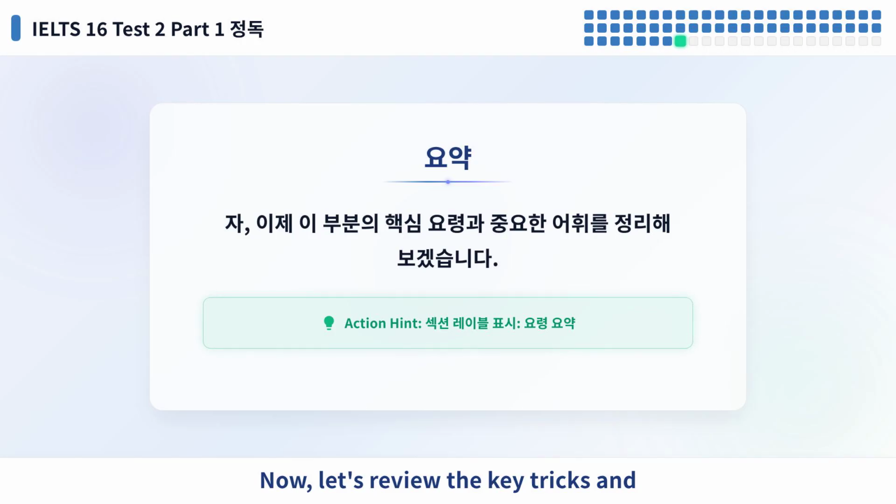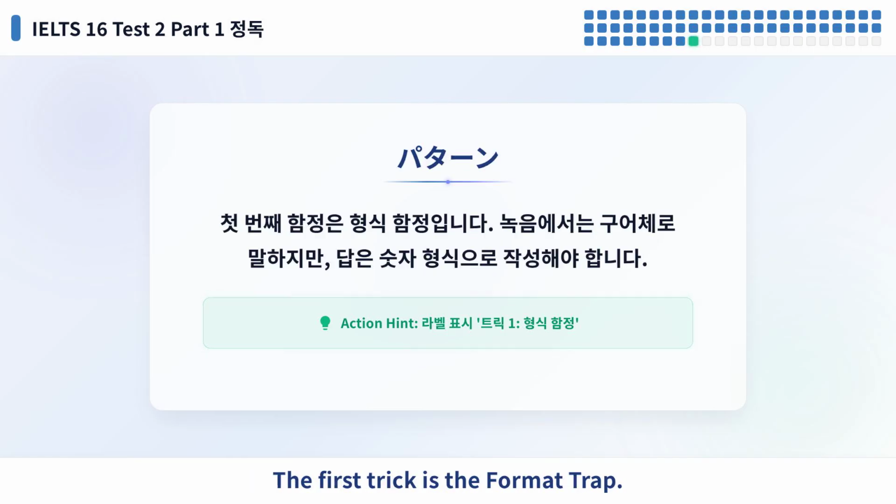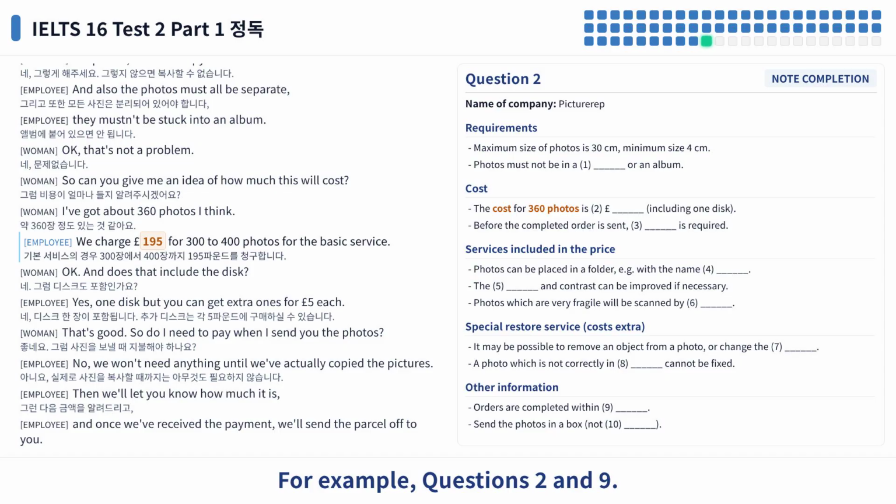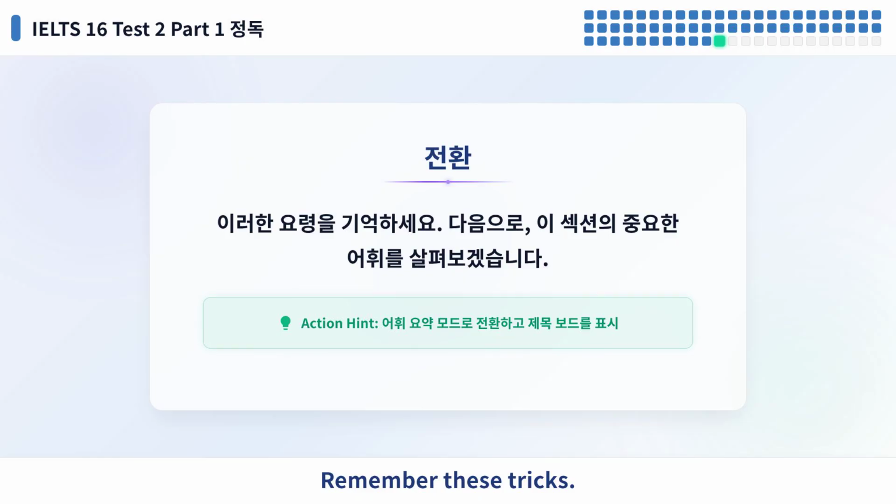Now, let's review the key tricks and important vocabulary from this section. The first trick is the format trap. The recording says the spoken form, but the answer must be written as a number. For example, questions 2 and 9. The recording says 125, but the answer is 125. It says 15, but the answer is 15. Remember these tricks.